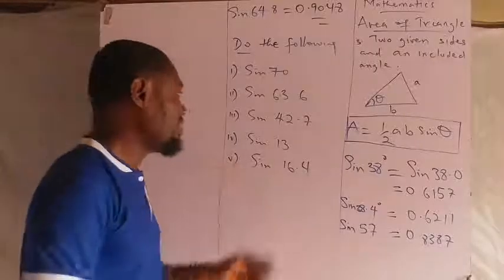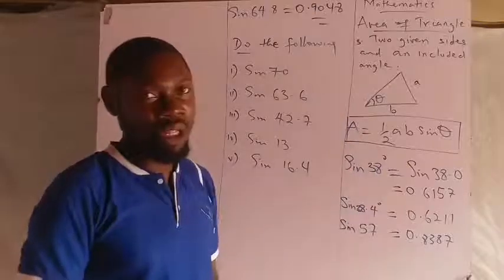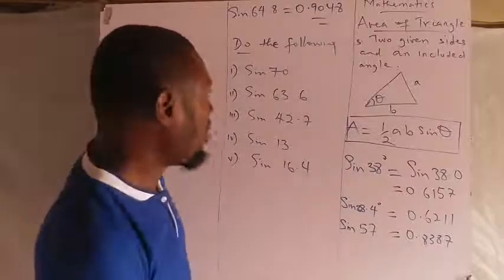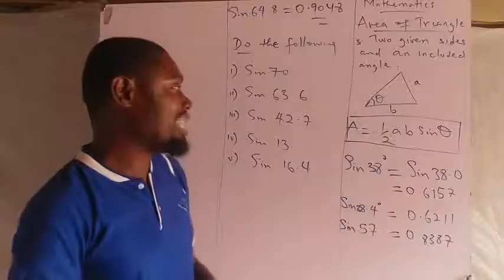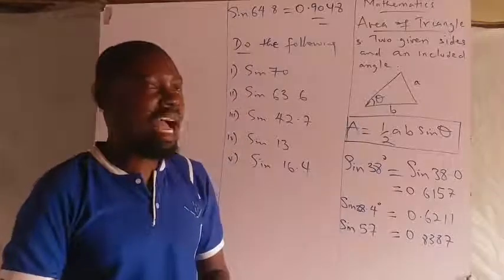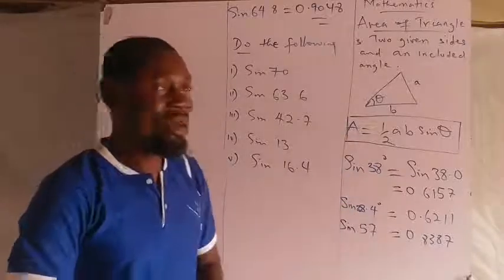In our next class, we shall deal with this problem regarding the formula. Don't forget the formula of finding the area of a triangle with 2 given sides and 1 included angle is A equals 1 over 2 AB sine theta.